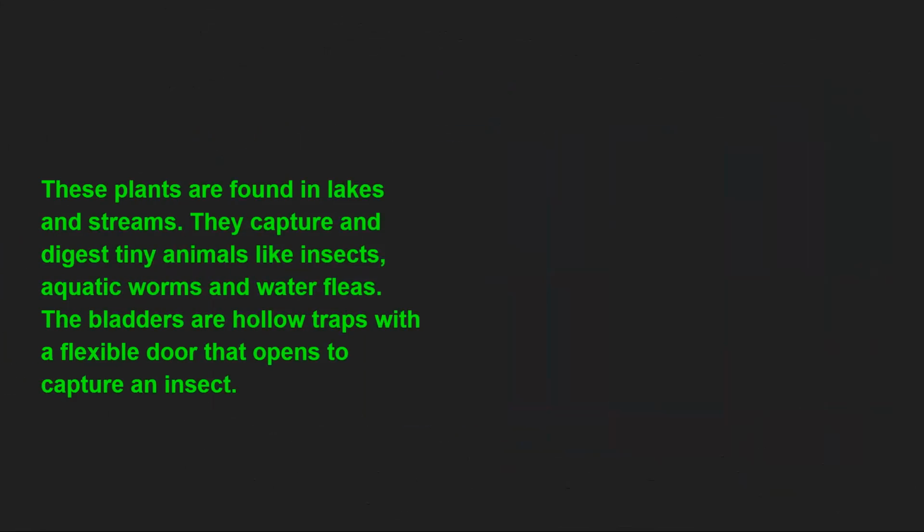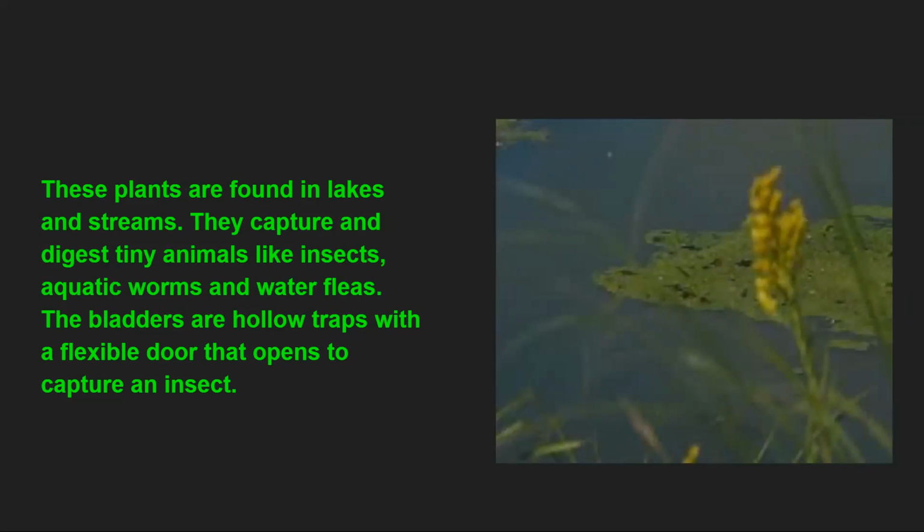The next one is, these plants are found in lakes and streams. They capture and digest tiny animals like insects, aquatic worms, and water fleas, because they are living near the water or found in lakes. The bladders are hollow traps with flexible doors that open to capture insects. Let's see, I'll show you with an example.